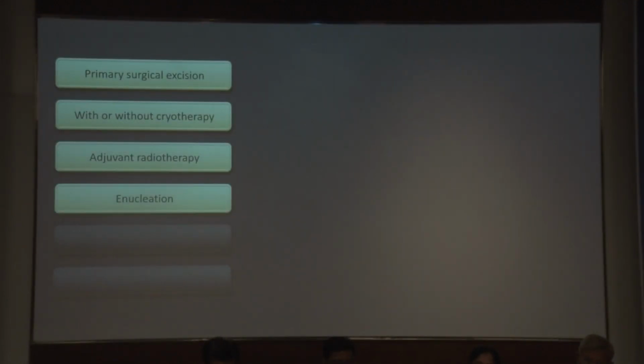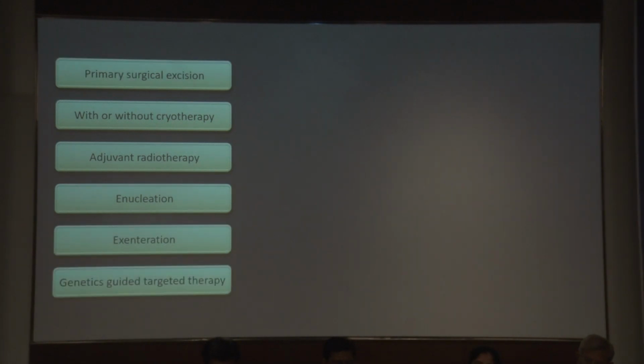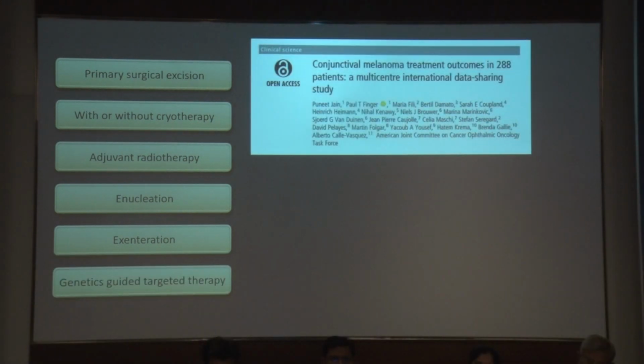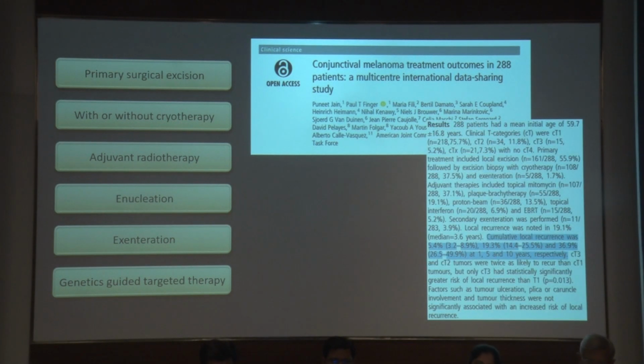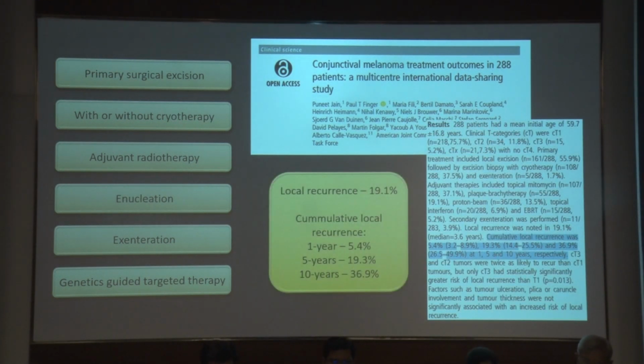Till now, the various modalities followed for conjunctival melanoma are surgical excision with or without cryotherapy, adjuvant radiotherapy, enucleation, exenteration, and even genetics-guided targeted therapy. The largest study done on conjunctival melanoma states that local recurrence is 19.1%. Quite a high number. We needed to work on it.